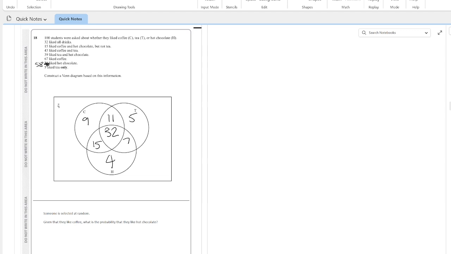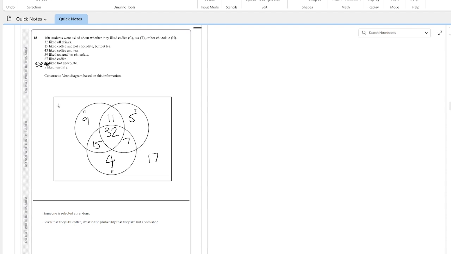However, we're not done, because there is a sneaky trap. There are people who don't like any of the drinks. So we're told that 100 students were asked, but the sum of the numbers don't add up to 100. If you add them up, they add up to 83. So the number on the outside is 100 minus 83, which is 70. So that's how you do this question. It's a bit fiddly, but if you think about it carefully, it shouldn't be too hard.